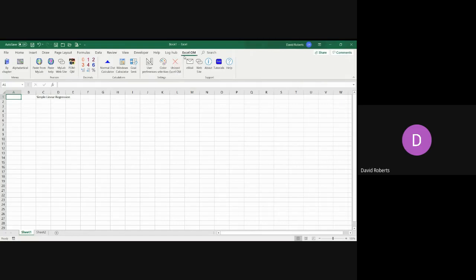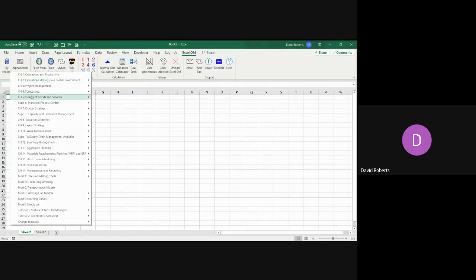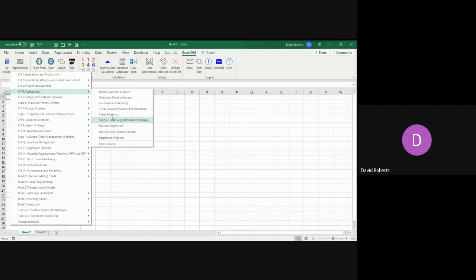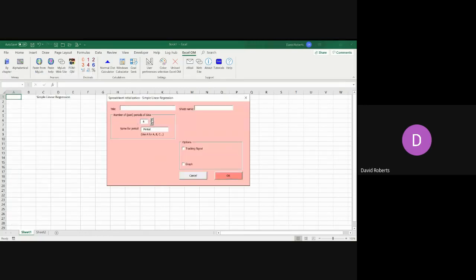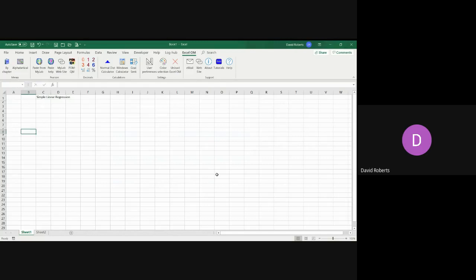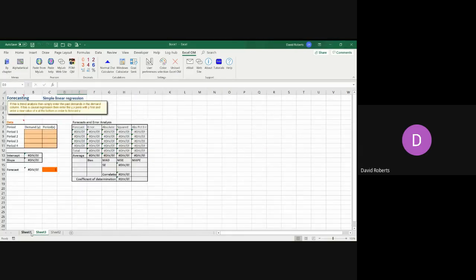So you go to chapter 4, you go under simple linear regression, least squares. There are 4 periods worth of data because there's January to April. So I've already pre-populated this, save us a bit of time. So we plug in the numbers.